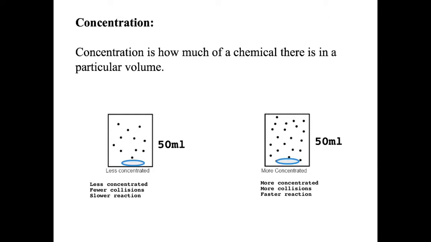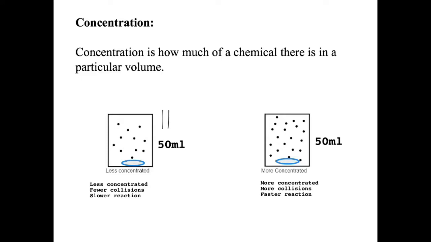Concentration is the first way we can change the rate of a chemical reaction. In a chemical situation that has a lower concentration, what we're looking at is fewer molecules of the chemical in the particular volume. If we're looking at something that's more concentrated, there are going to be more molecules of the chemical in that volume.